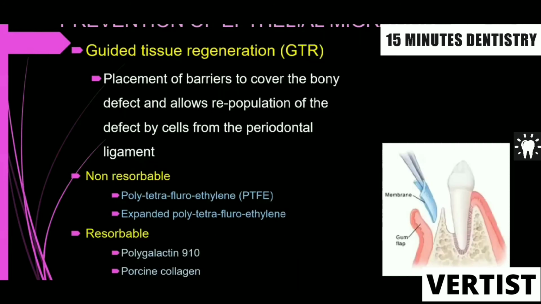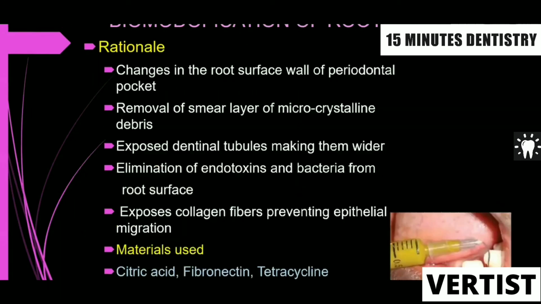The prevention of epithelial migration can be achieved by GTR. So here we are basically putting a membrane between the flap and the bone, and we are allowing the selective repopulation of the cells from the periodontal ligament, which will help in regeneration and new attachment. They are classified as non-resorbable, like polytetrafluoroethylene membrane, or resorbable, like polyglactin membranes.